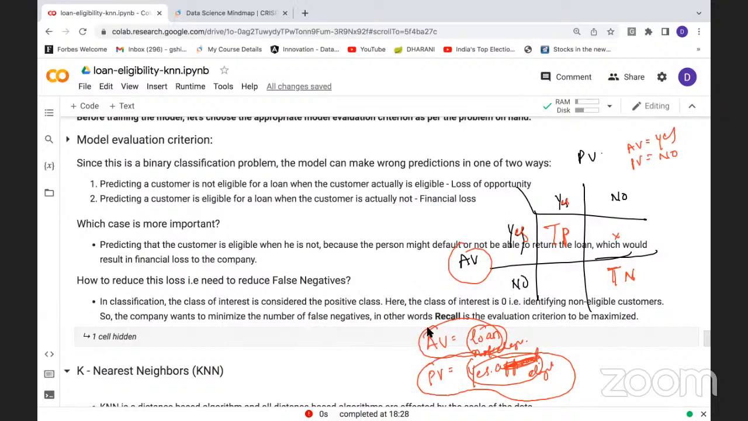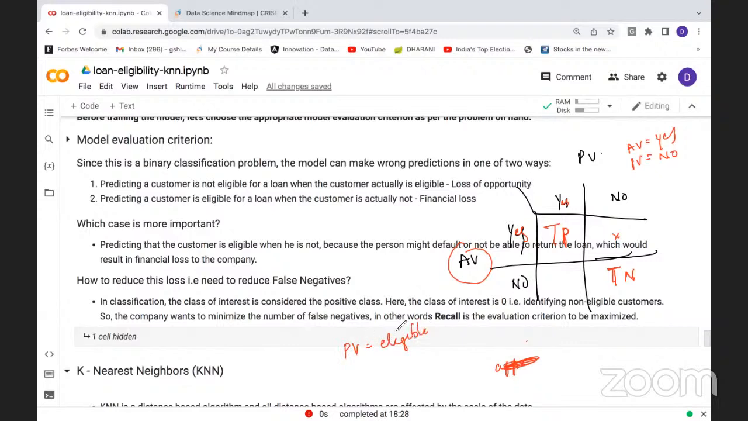I repeat, when your actual value is no, but your model's predicted value is telling the customer is eligible, yes. When this is happening, what is the scenario now? Predicted value is no, but actually the customer is eligible. This is a loss of opportunity.